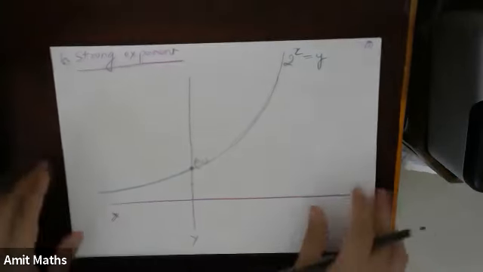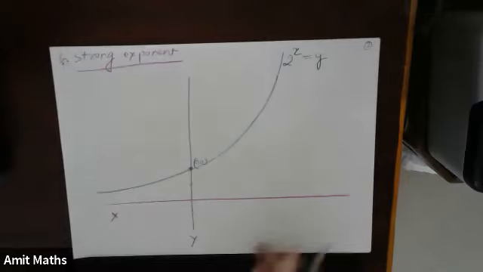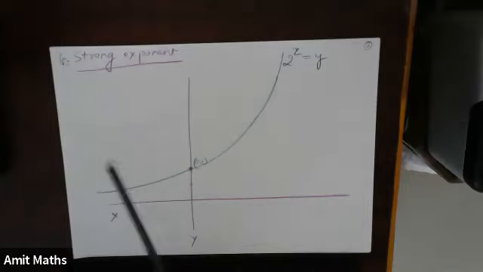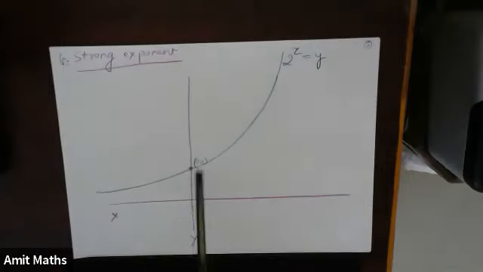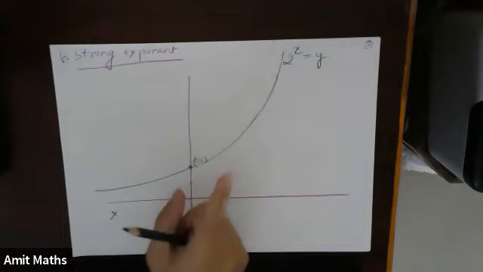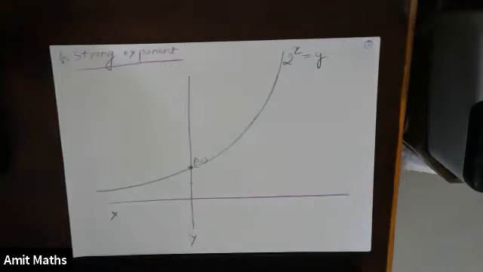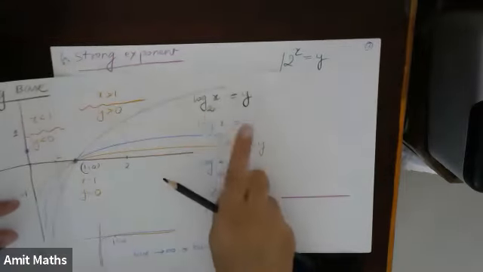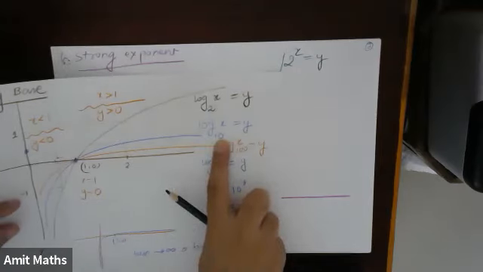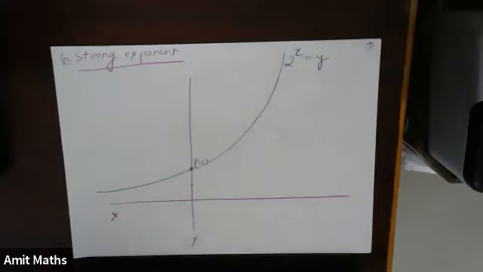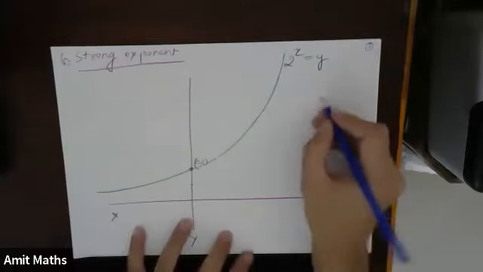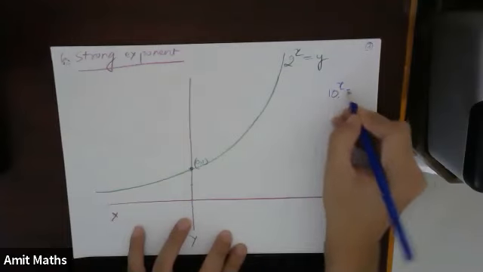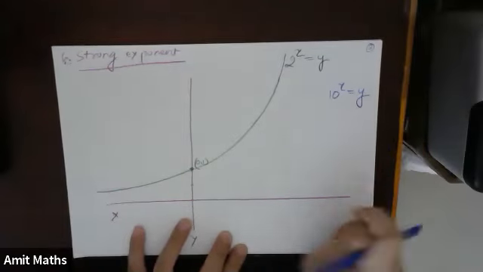Now, most of you must have understood by now how the graph of 2 to the power x looks. As we have seen for 2, we can also check for 10. Let's see what will happen with 10 to the power x. So I am now trying to draw the approximate graph of 10 to the power x is equal to y.